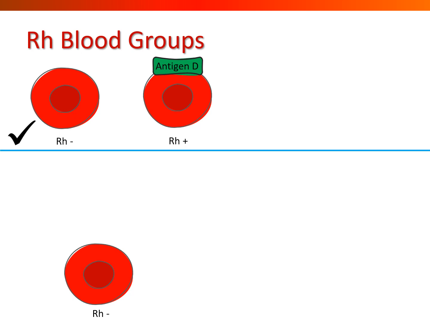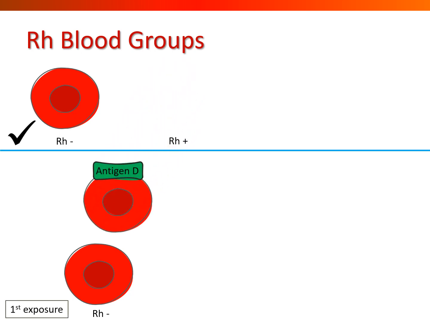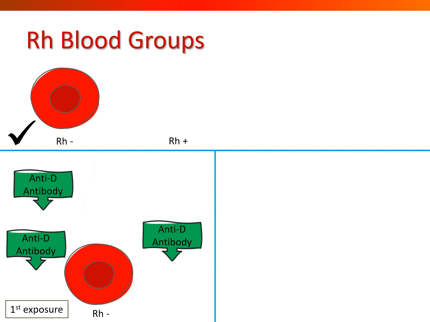But what happens when this person gets exposed to antigen D? Well, here we have our antigen D moving in, and the immune system is going to kick in and say, look at that, there's an antigen D in here. That's foreign. Let's make some antibodies so we can kill it. So now this recipient's immune system has recognized that there was an antigen D that showed up, so now we've got the production of anti-D antibodies.